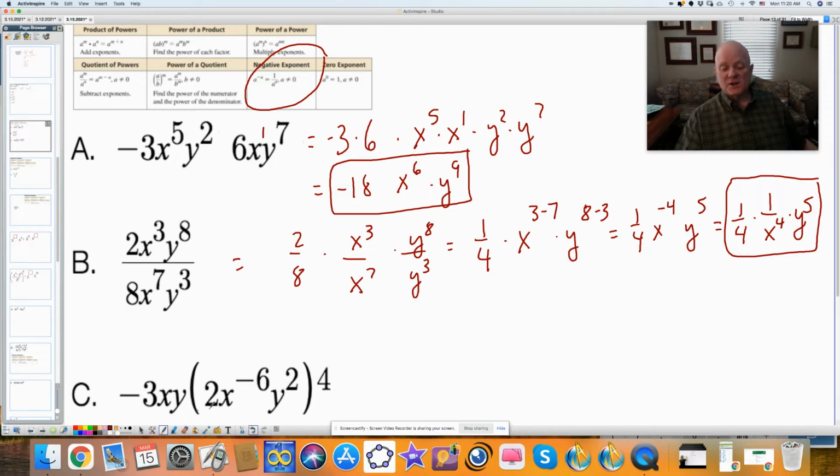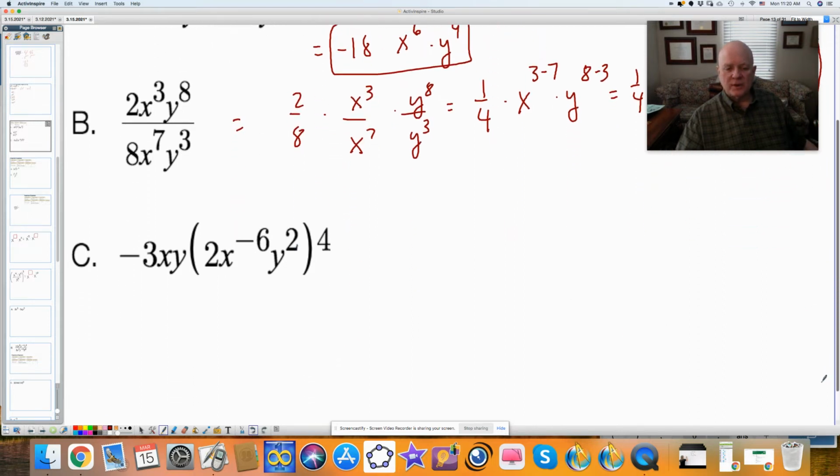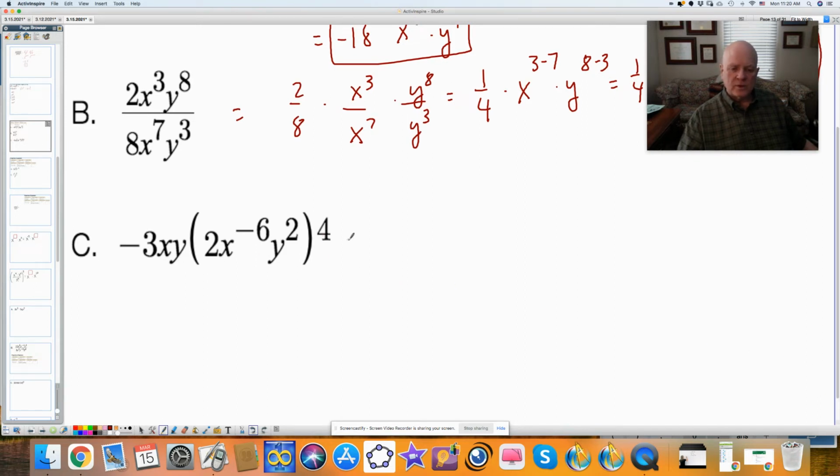This one, before I start combining like terms or putting the numbers together, I need to get rid of this exponent. This is a power of a product. I've got a product in here, I've got a power, and to do this, watch me do this, and then I'm going to get rid of the power of a power. We have negative 3x and y, every piece in here goes to this power. So I have times 2 to the 4th times x to the minus 6 to the 4th times y squared to the 4th.